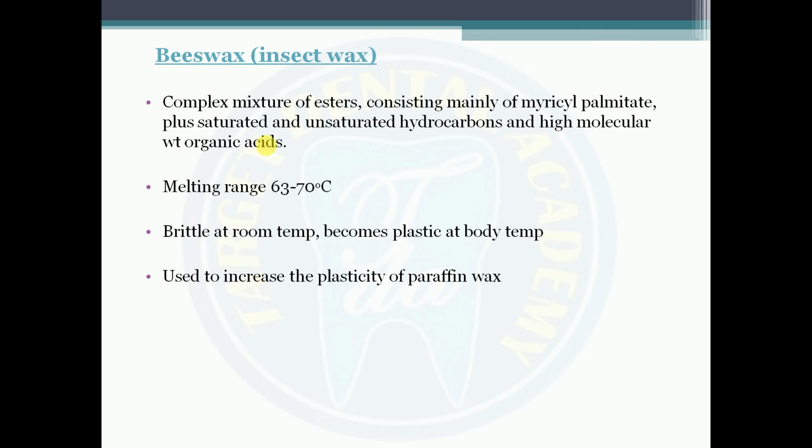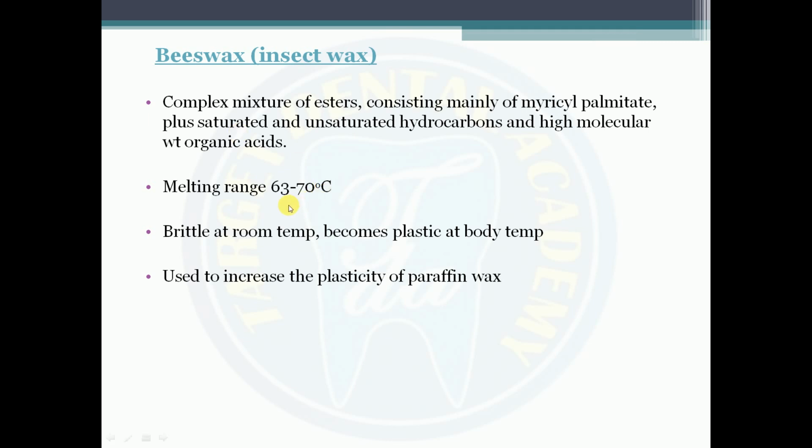Coming on to the beeswax, or the insect wax, a complex mixture of esters. These are basically a complex mixture of esters consisting mainly of myricyl palmitate, plus the saturated and unsaturated hydrocarbons and the high molecular weight organic acids. Melting range, you have to keep this in mind. You have to mug it up, or you have to remember the melting ranges of all the waxes.